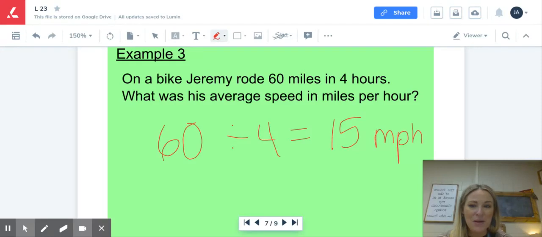All right, so here you can see my work. I've taken his 60 total miles, divided that by the 4 hours, and I've found his rate of speed, which is 15 miles per hour.